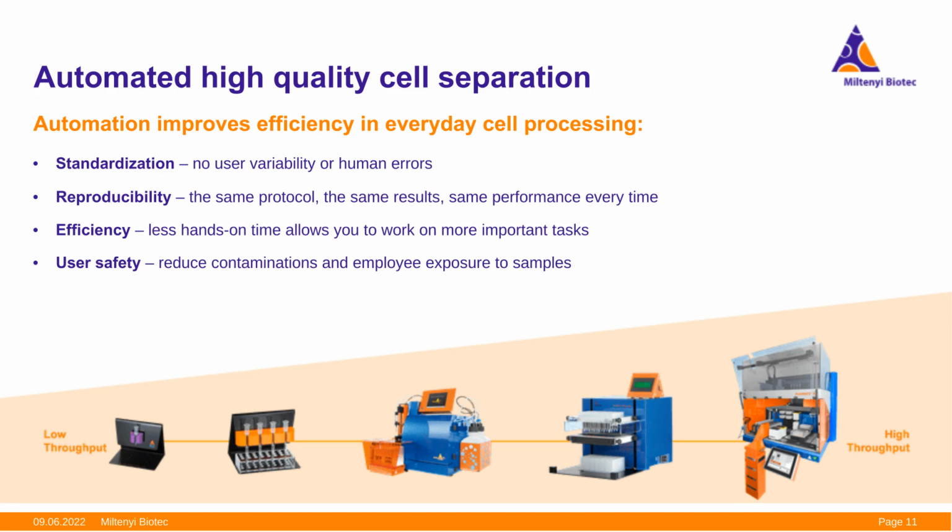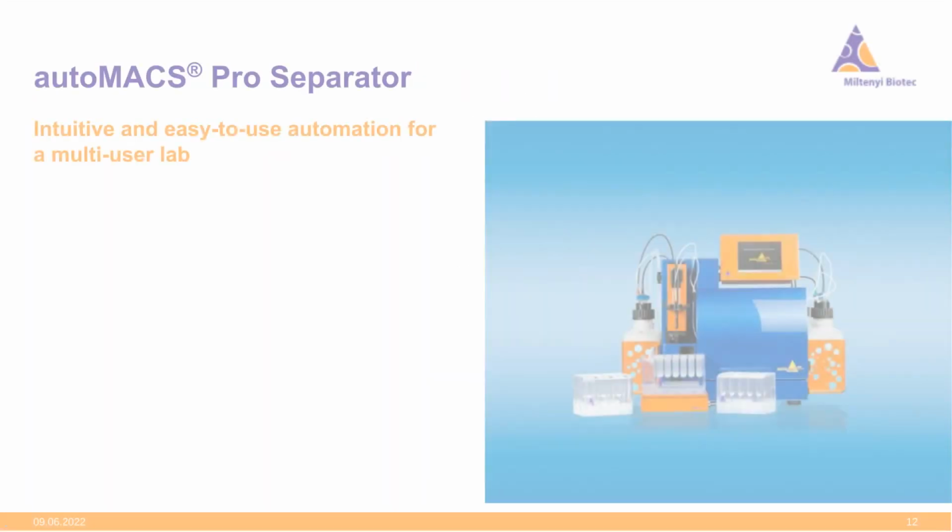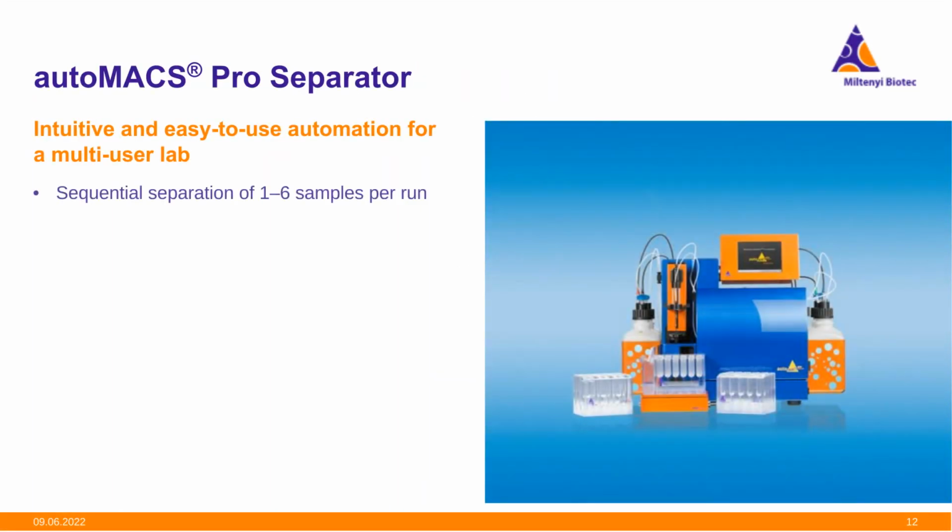And below, you can see from low throughput to high throughput the different solutions that we have. The first ones are obviously manual for lower throughput labs, but it really makes sense to go for instruments as soon as you get to mid throughput because you can really take advantage of the AutoMACS features. And some of the AutoMACS features are going to be listed here. It's very interesting for multi-user labs that have several separations per day as well. It can do 1 to 6 separations per run.